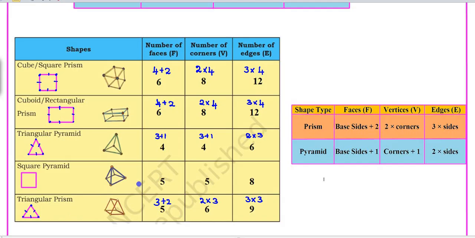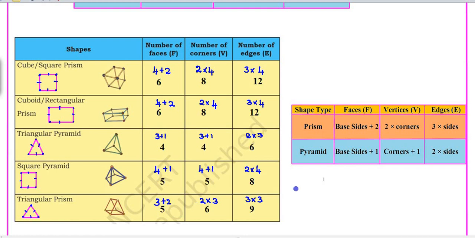So now we'll just complete this one. Square pyramid. Now we have to find out how many faces. So base sides, what is the base sides? It has 1, 2, 3, 4 sides. 4 sides plus 1, so the answer is 5. For finding vertices, corner plus 1, how many corners? We have 1, 2, 3, 4 corners. 4 plus 1. For finding the edges, 2 into sides. 2 into how many sides? We have 4 sides, so 2 4s are 8.